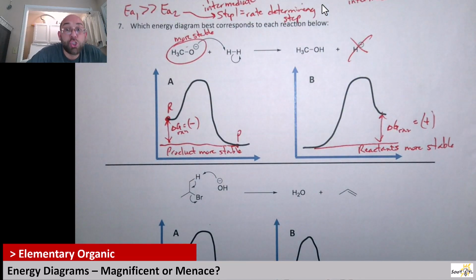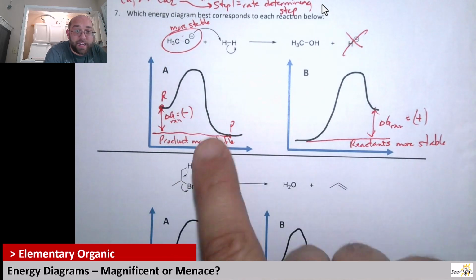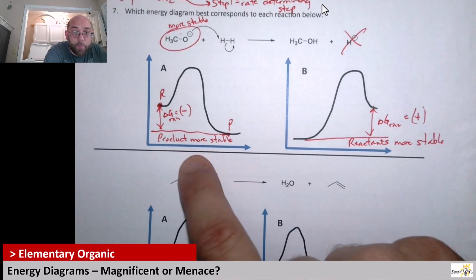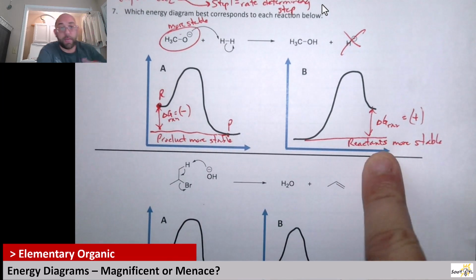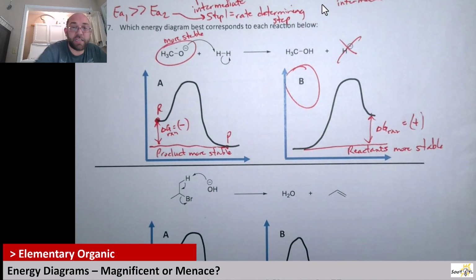All right. So that means our more stable situation is on our reactant side. So based off this, we just said products more stable, reactants more stable. So I would believe that this reaction coincides with energy diagram B. That's my best guess.